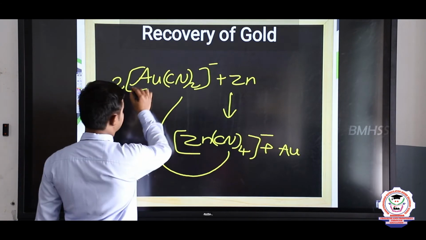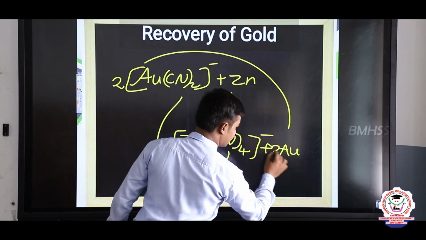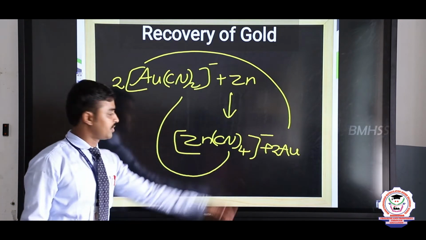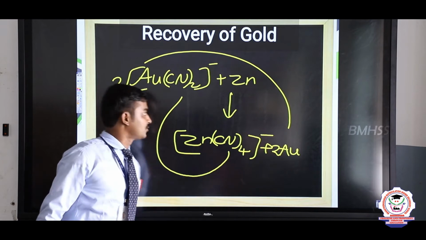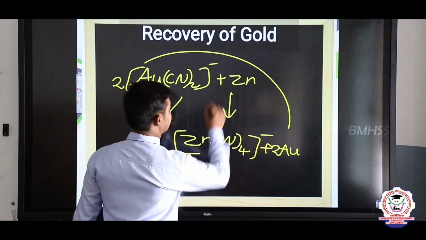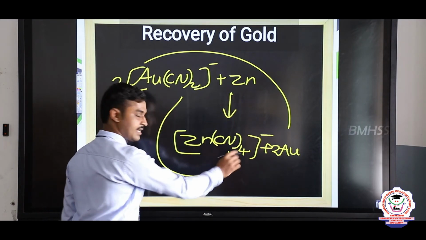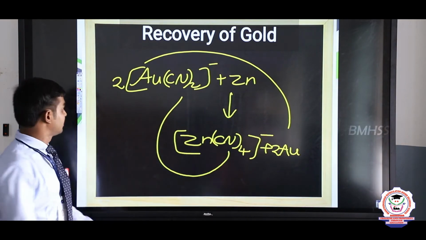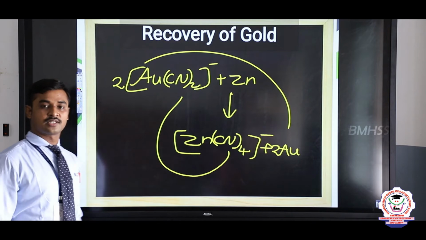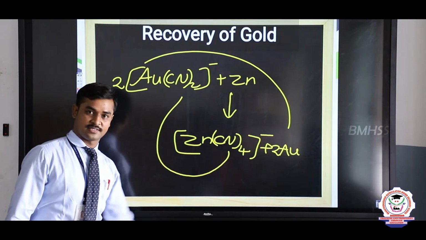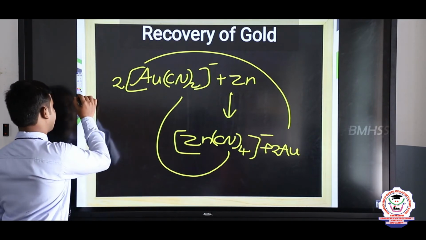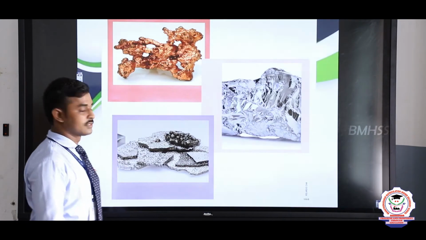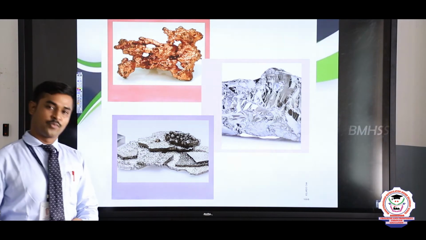So 2 auric cyanide can give 2 gold metals. The number of gold metals obtained is 2, and 1 zinc forms 1 zinc cyanide. So zinc is also balanced. This is the balanced reaction for recovery of gold metal. This process is called the cementation process. So you know about cyanide leaching. Next, we go to ammonia leaching.